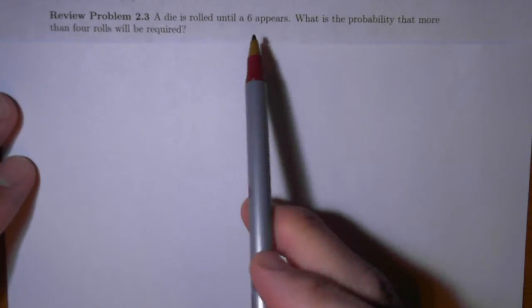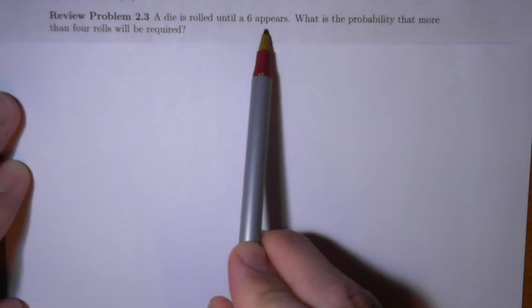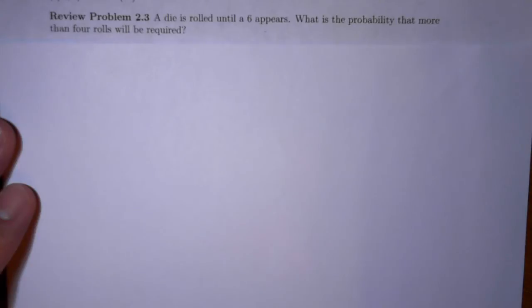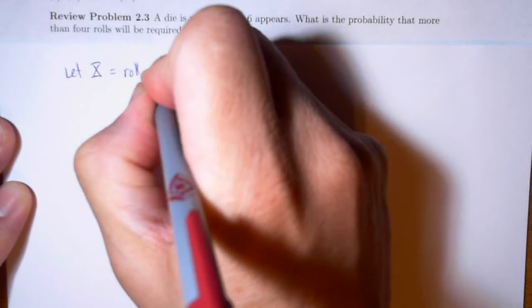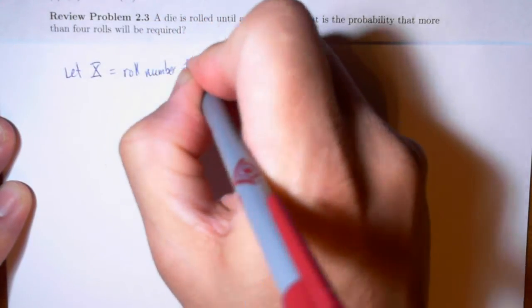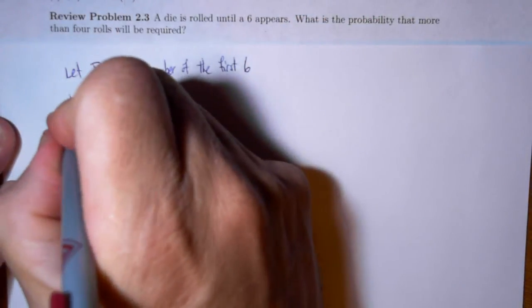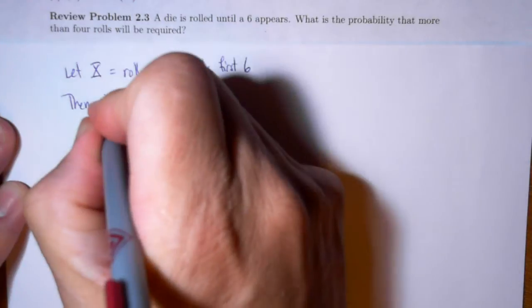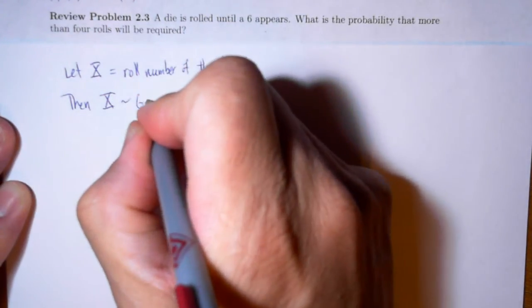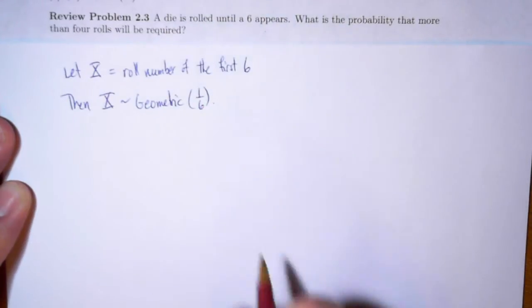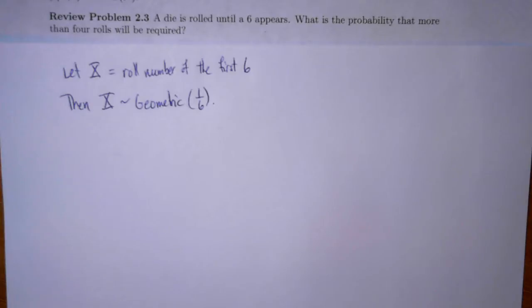Okay, so for this problem we are rolling a die repeatedly until a 6 appears. What is the probability that more than 4 rolls are required to make this happen? So if we let x be the roll number of the first 6 that appears, then this is a geometric distribution. We're waiting until the first success, and that is the canonical example of using a geometric distribution.